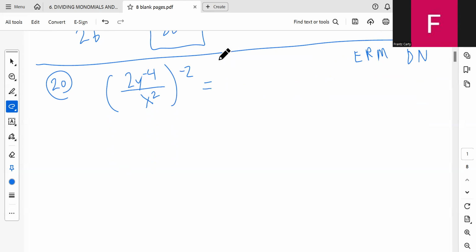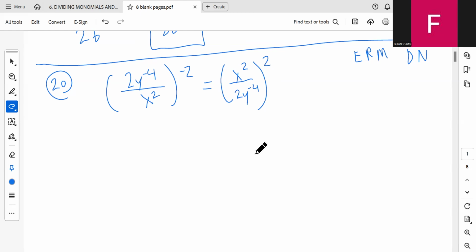Flip it. Yeah, right? Flip the base, make the exponent positive. The base is the whole thing. So I'm going to flip it upside down: X squared over 2y to the -4, and the exponent goes from negative to positive.